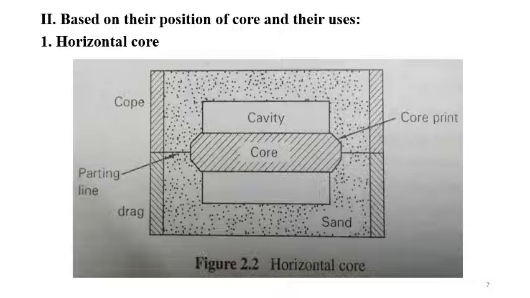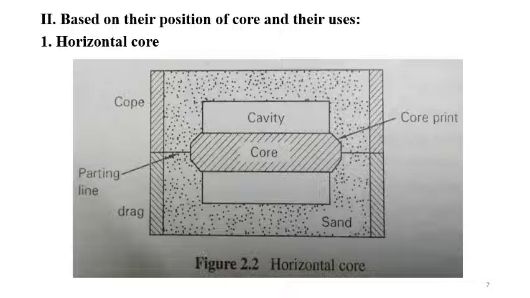Here the rectangular block is there, but in the rectangular block a hole is required as per the drawing, so you can put a core here. This hatching line shows the core. This is the drag box, the cope box. This is the sand surrounding the pattern, where you can put the prepared molding sand. So this cavity is required. The core is here. This is the parting line. This is a core print. This is a core print.